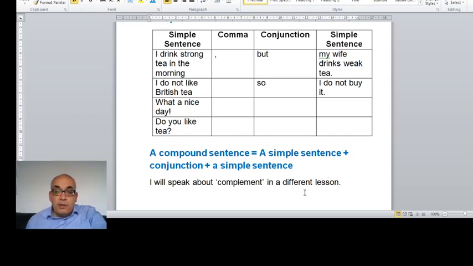I will speak about complement in a different lesson, I hope. And as I said, a complement is anything which comes after a verb. And this complement, of course, may be a verb, maybe a noun, maybe an adjective, maybe you need a lesson on this, I think. But today is just about what is a sentence and how to write a sentence.